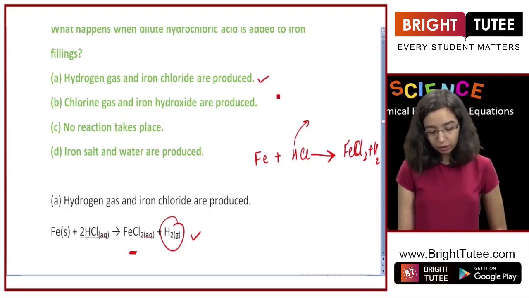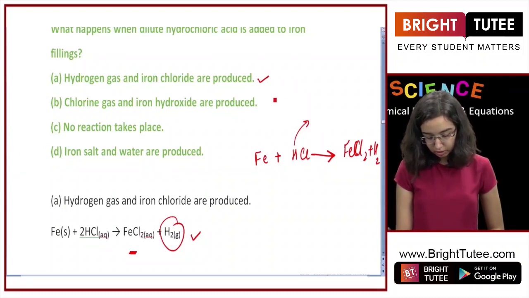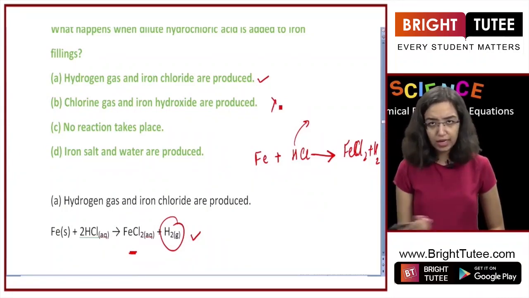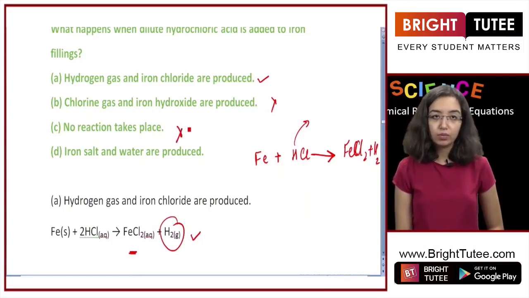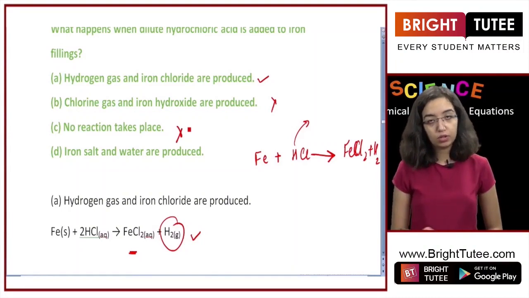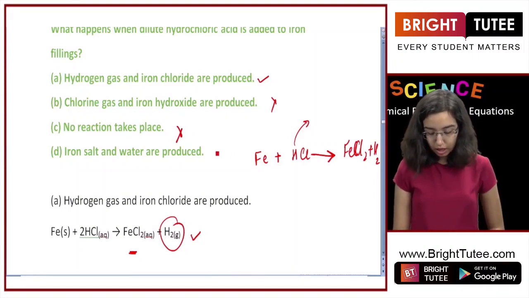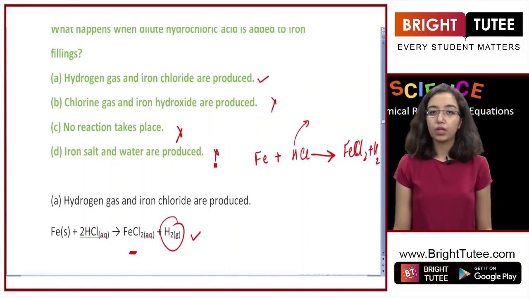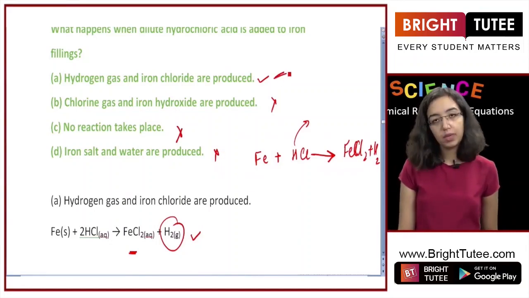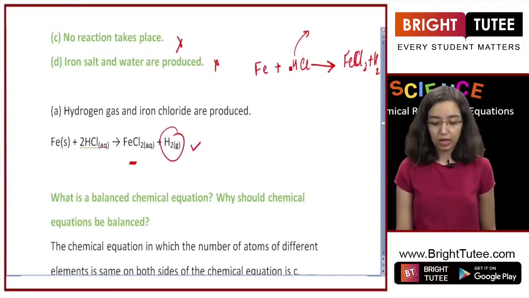Why is this? Why not other options? Chlorine gas and iron chloride. So this will not happen because iron hydroxide will not be formed by this equation by reacting with acid. Reaction will take place because there is a more reactive metal present with a solution of a less reactive metal, and again this will also not happen. So that is why this is a question based simply on the concept of displacement reaction.